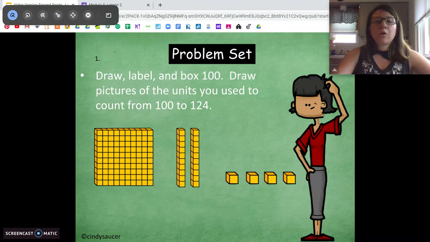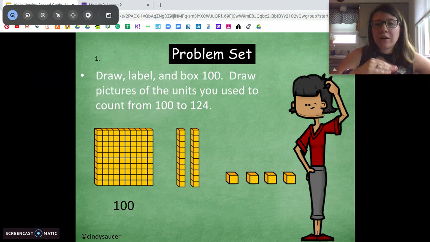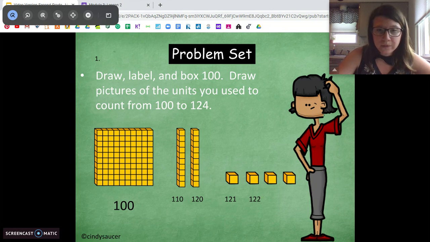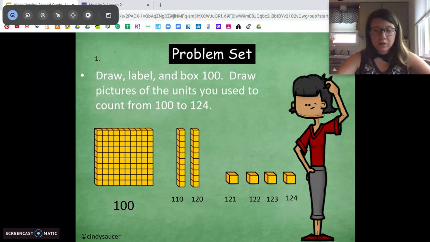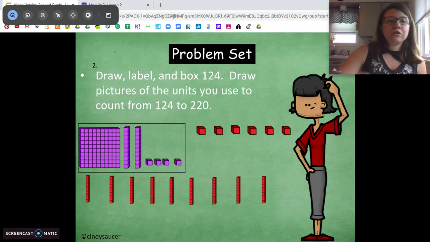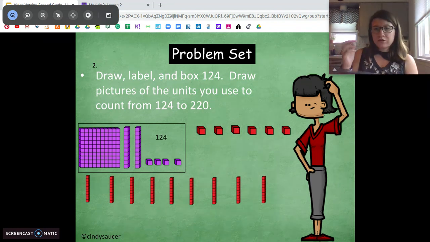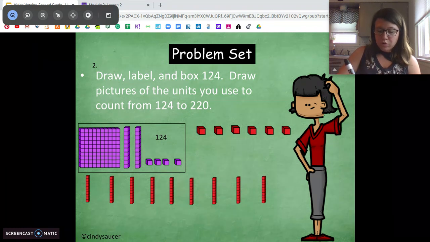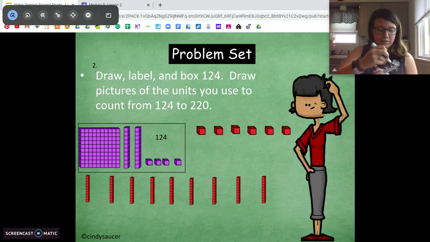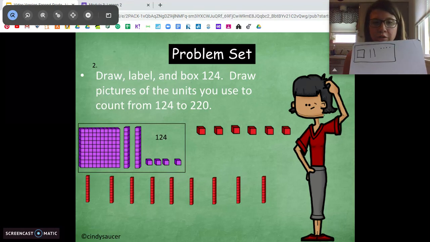Here's what I mean. So we start with 100, right? Okay, now we're going to add our tens on. 110, 120, 121, 122, 123, 124. So you're drawing the units to show us how we are counting using tens and ones. All right, let's try this one. So we're starting at 124. So draw 124 on your paper. I'm going to put a box around that too because that helps me know that's the number we're starting with. 124.